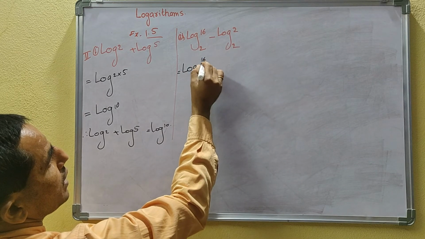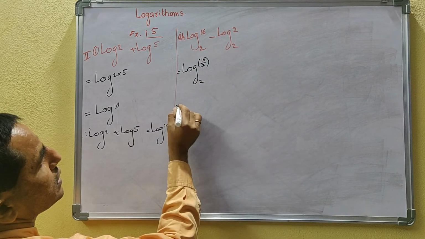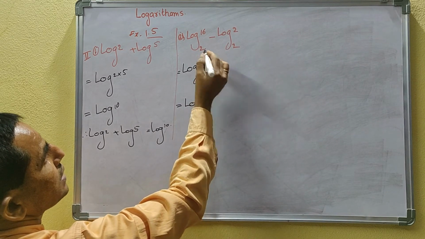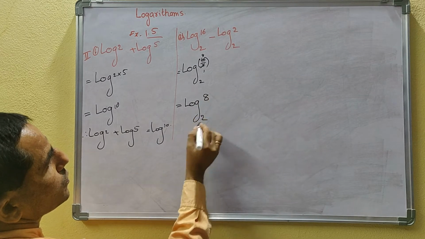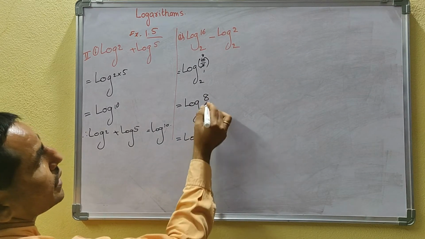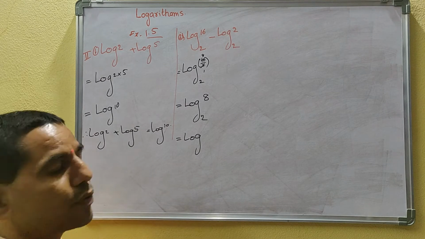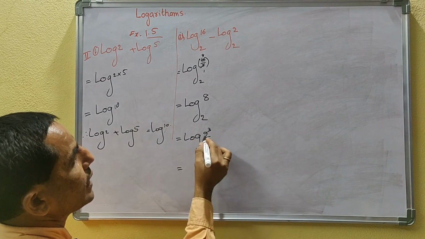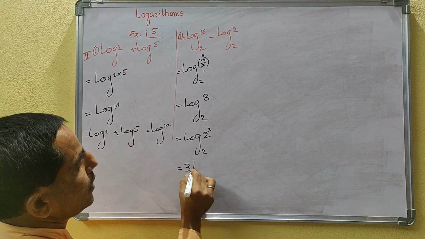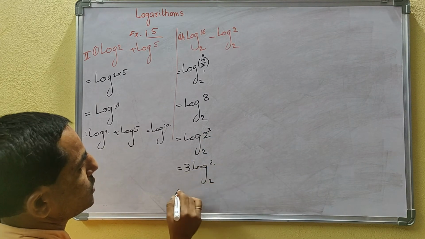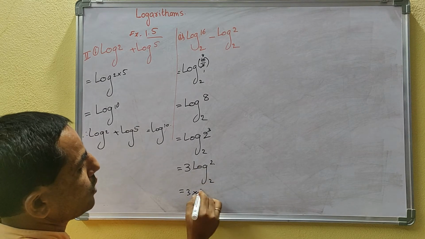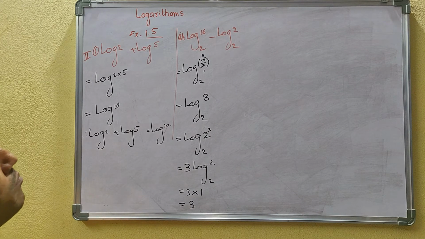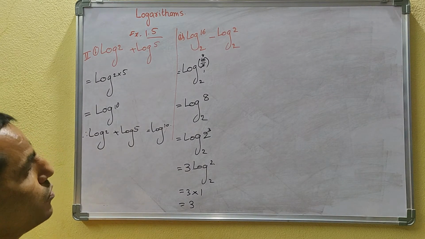So 16 by 2 with base 2. 16 divided by 2 is 8, so log 8 base 2. Log 8 can be written as 2 into 2 into 2, which means 2 cube, base 2. Again, the formula for log a to the power of m applies. So 3 into log 2 base 2, and log 2 base 2 value is 1. So 3 times 1 gives 3. The answer is 3.